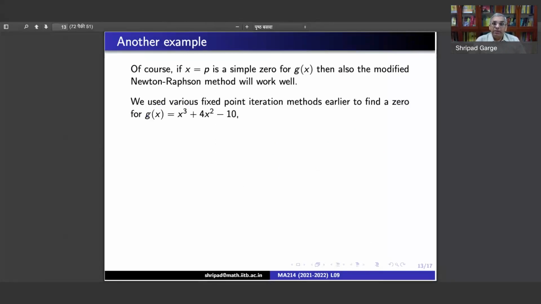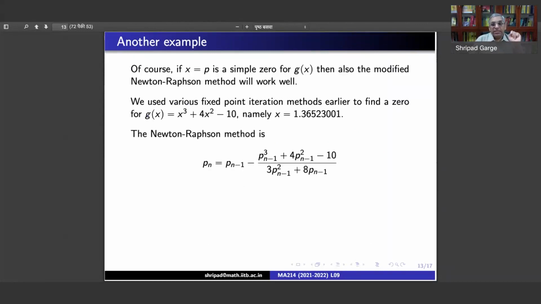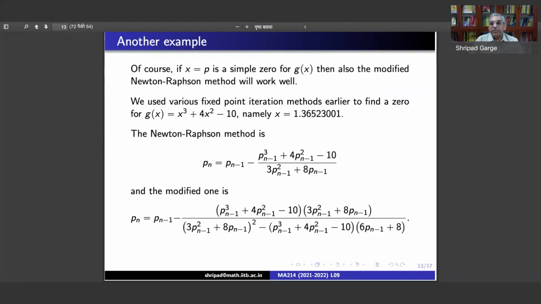In fact, if you remember, we had considered this example some lectures back. We were trying to converge to 1.365230001, and we had at least 5 different fixed point iteration methods for this function. But the Newton-Raphson among them gave us this, whereas the modified Newton-Raphson will be this thing. It looks complicated, but once you encode it into a computer, the computer will take care of the further calculations. So the only care that you have to take is in giving the input to the computer.